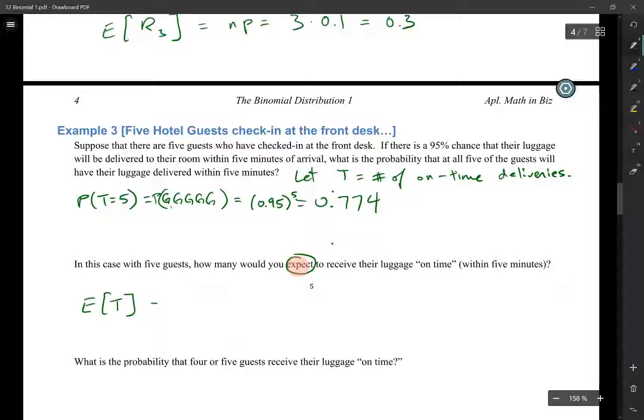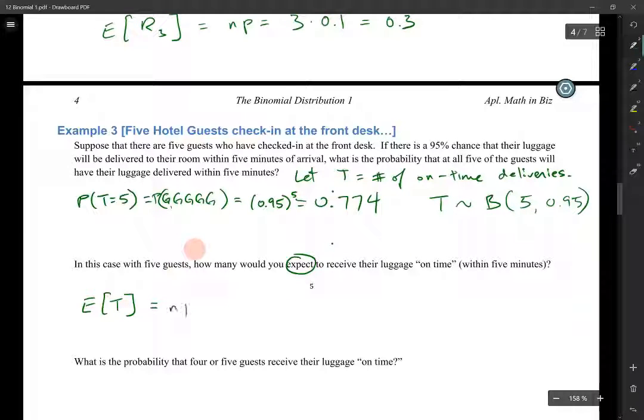So again, remember that we have a binomial. Oh, we didn't say binomial. Sorry. So we should say here's our t, and t is distributed as a binomial with 5 trials and 0.95 probability of success, right? 95%, which is 0.95 decimal. So what is the expected value?